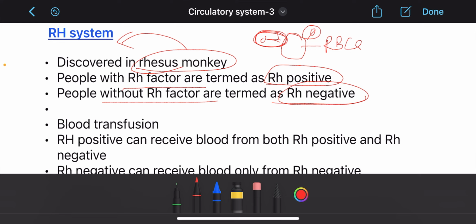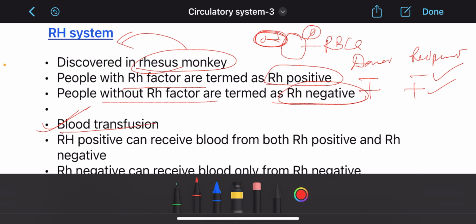Now let us look how this RH system works in the case of blood transfusion. During a blood transfusion, there is a donor and a recipient. The donor gives the blood and the recipient receives the blood. If the blood of the donor is RH negative and the recipient is also RH negative, then there is no problem in blood transfusion. If the donor is RH positive and the recipient is also RH positive, in that case again there is no problem in blood transfusion.